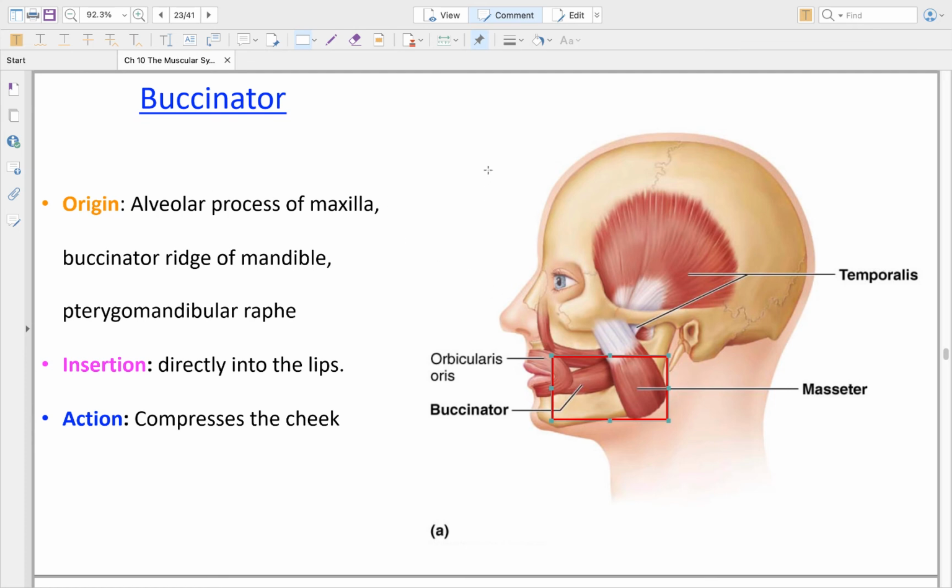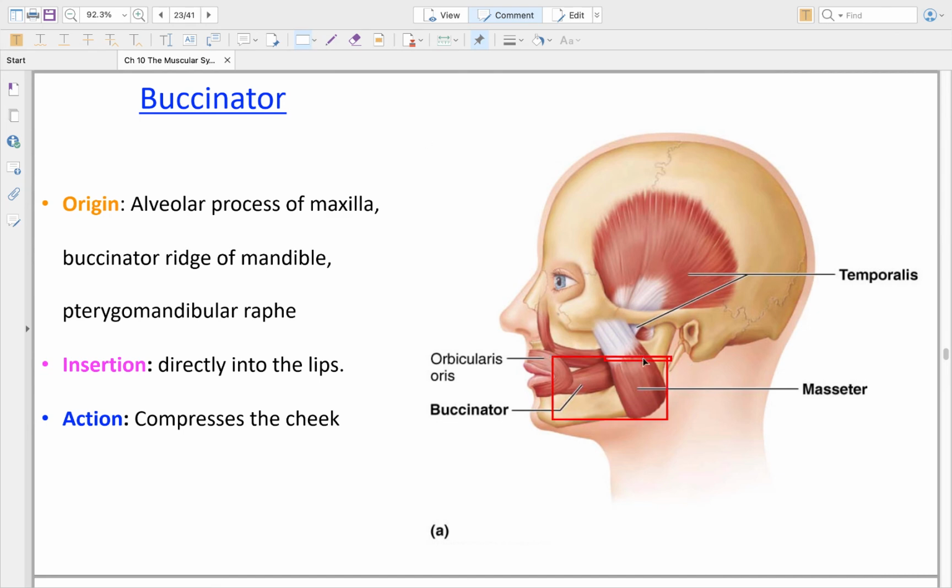There are three origins: the maxilla, the buccinator ridge of the mandible. So part of it's up here, there's an origin point up here, there's an origin point on the mandible, and then the pterygomandibular raphe, which I can't even see in this picture. Then it will insert directly into the lips.